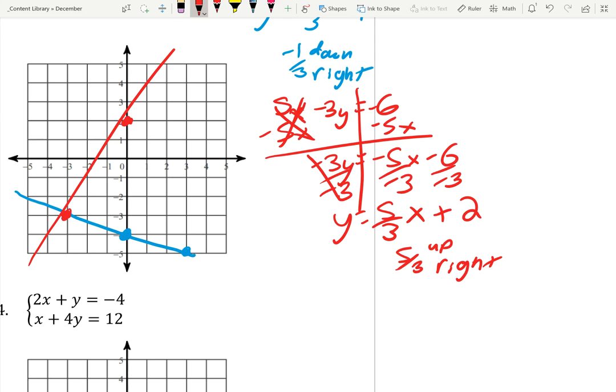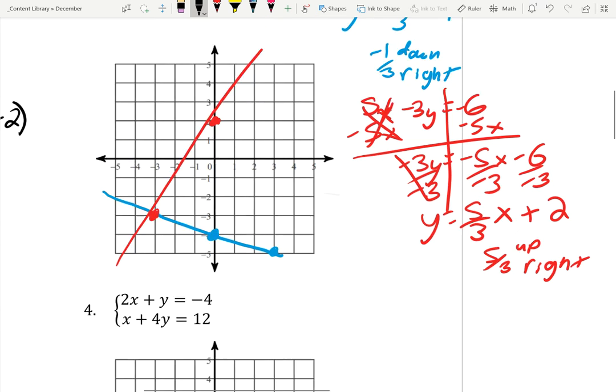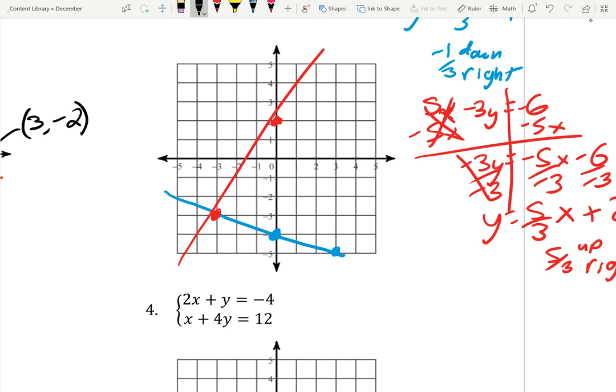So this is perfect. So our answer is where those two lines have intersected, which is at the ordered pair of -3, -3.